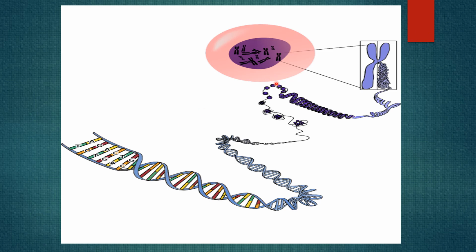As you can see in the picture, there are granular structures. These are the histones, and around these histones a thread-like structure is present which is our DNA, and this DNA is wrapped around the histone, and they are in uncondensed form, and when they get condensed they look like this.